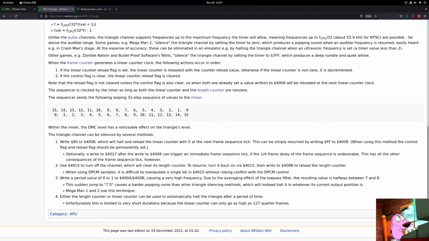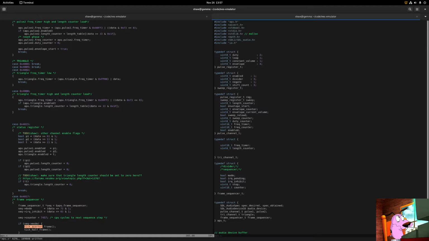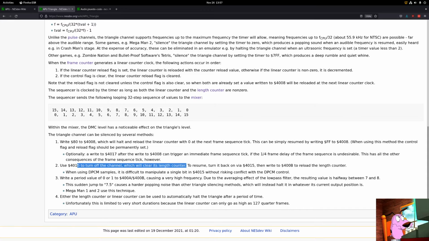Great, so 415, turn off the channel, which will clear its length counter. Great, so we clarify that. To resume, turn it back on via 415, then write to reload the length counter.